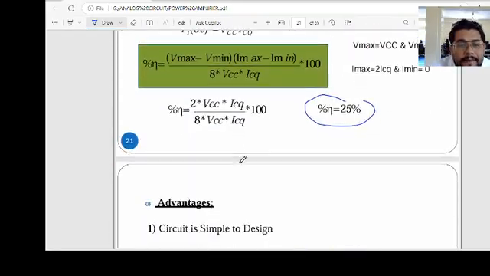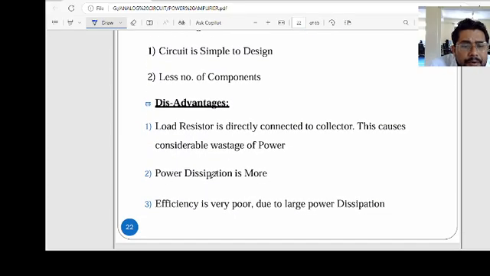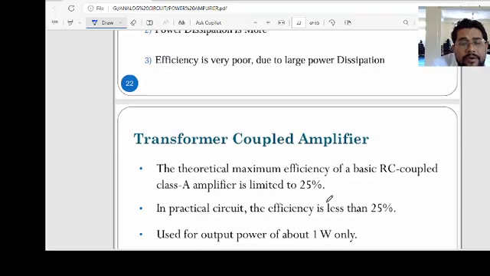Next, what are the advantages? This circuit is simple and easy to design. Less number of components is there. The disadvantages are that power dissipation is more and efficiency is very poor, because of large power.